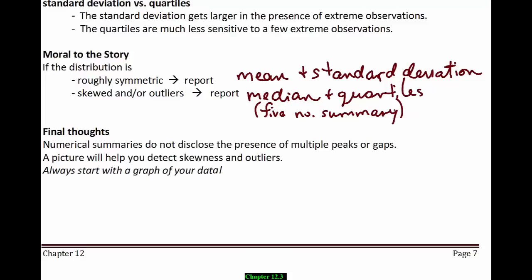Some final thoughts. Numerical summaries do not disclose the presence of multiple peaks or gaps in your distribution. A picture will always help you detect skewness and outliers, so you should always start with a picture of your data. You should always start with a graph of your data.